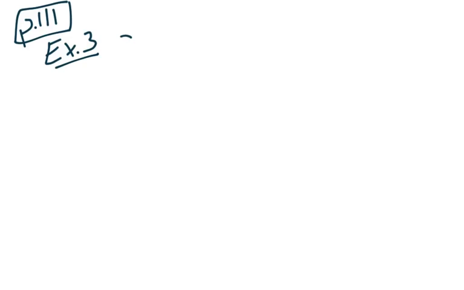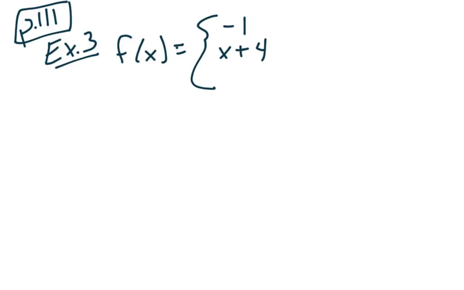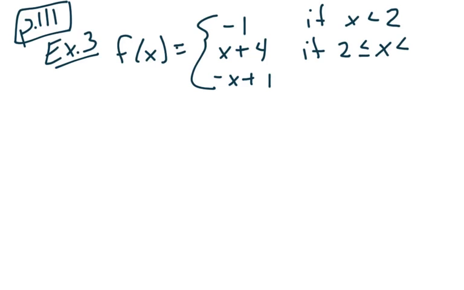So let's turn the page to page 111, and we'll have example 3 here at the top of page 111. And this will have 3 parts. The top one will be if x is less than 2. The next one will be if x is greater than or equal to 2 but less than 4. And the bottom one will be x is greater than or equal to 4.